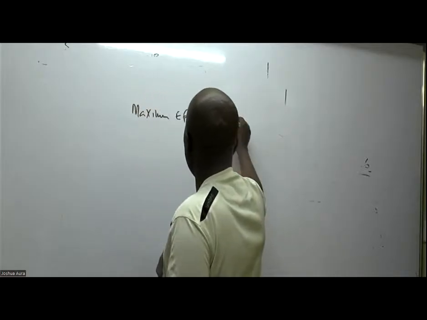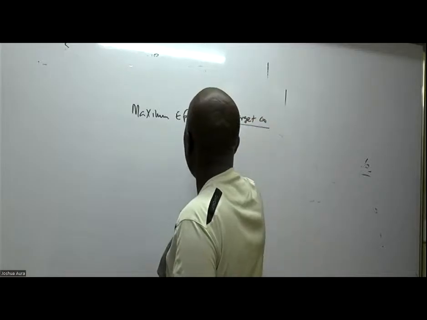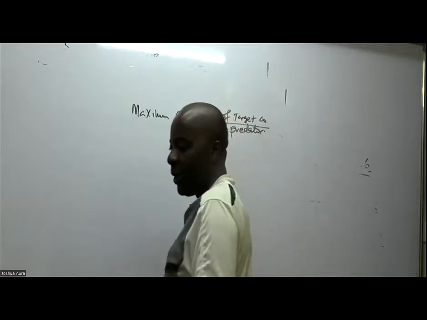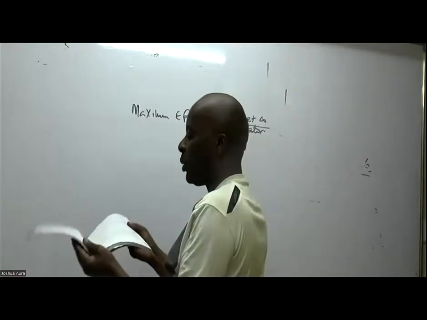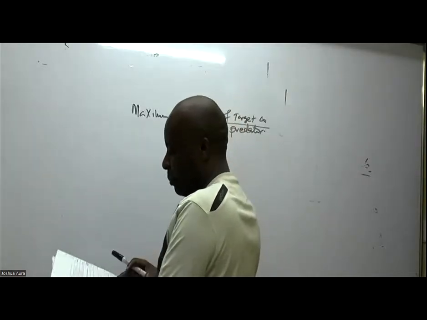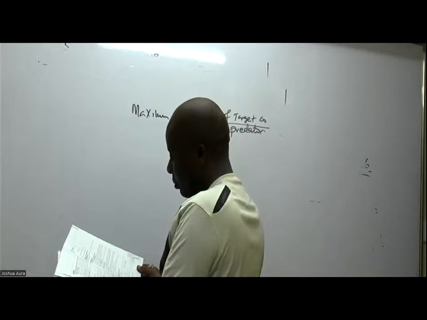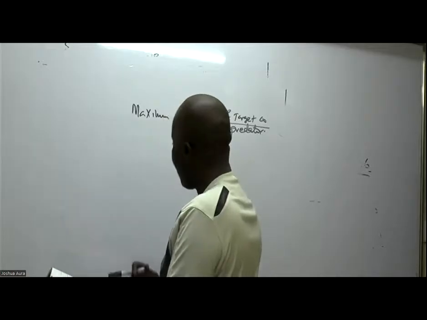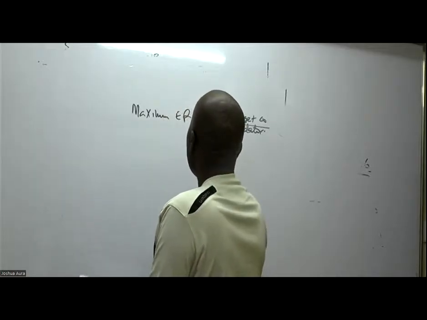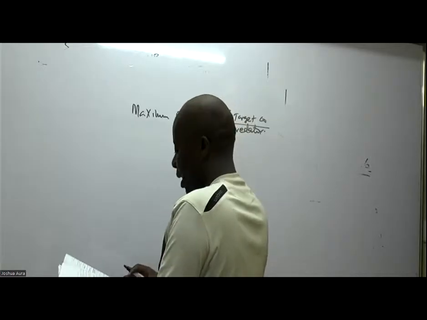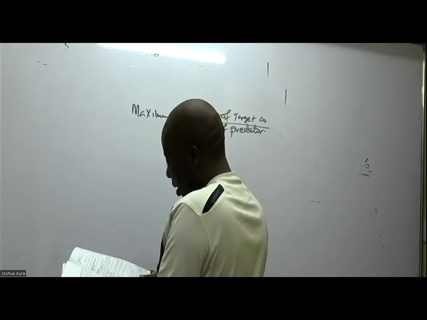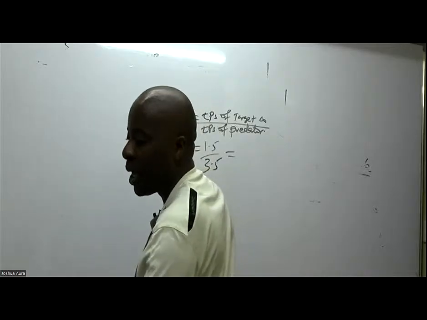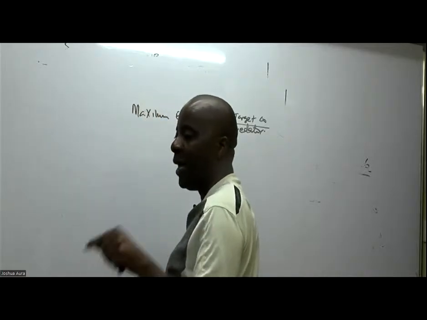My maximum exchange ratio will be EPS of the target company over EPS of the predator. It's always important to read this very well. Our target company is B, because A is the one acquiring B, so A is the predator. So EPS will be 1.5 for B over EPS of the predator, which is 3.5. Once I write this, I go to my calculator and press 1.5 divided by 3.5.